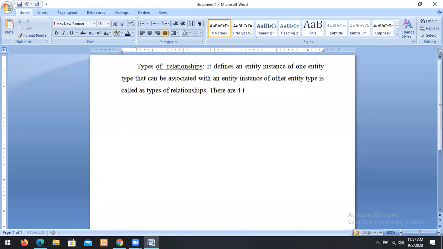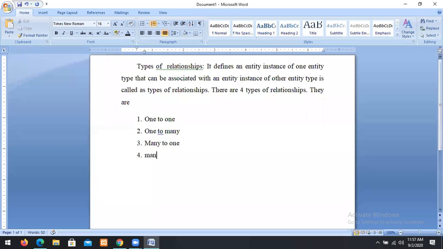There are four types of relationships. They are one-to-one, one-to-many, many-to-one, many-to-many. It defines the entity instance of one entity type that can be associated with entity instances of other entity type is called relationship type. There are four types of relationships: one-to-one, one-to-many, many-to-one, many-to-many.